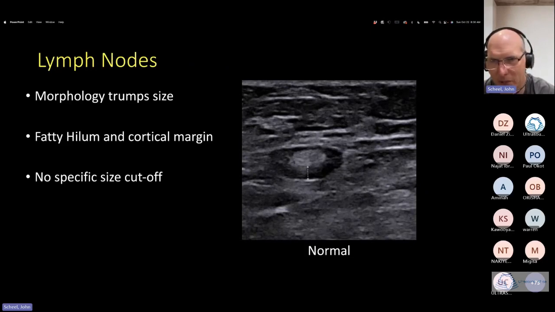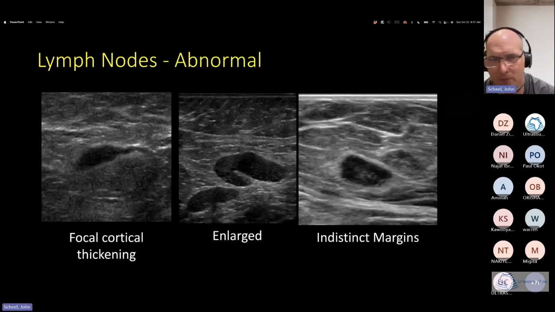Lymph nodes, morphology trumps size. So a lot of people try to measure the cortex, but there's not really a good cutoff for size. It's really a gestalt. This is a normal lymph node that has a fatty hilum, has very crisp cortical margins, and so this is called normal. These are examples of abnormal lymph nodes.